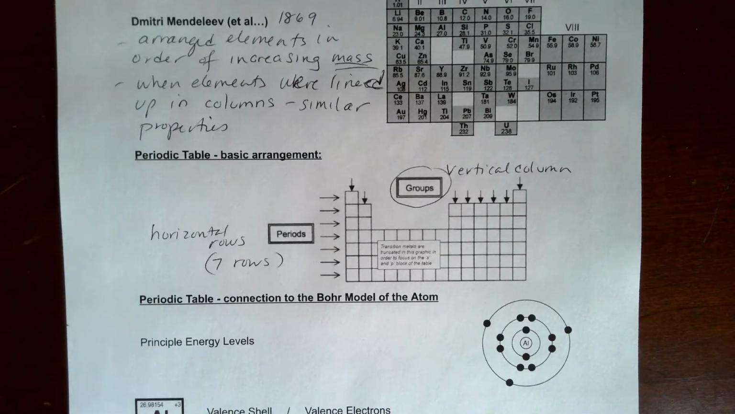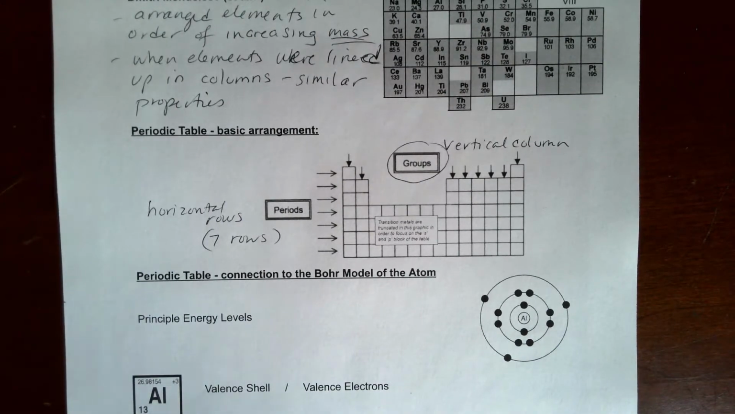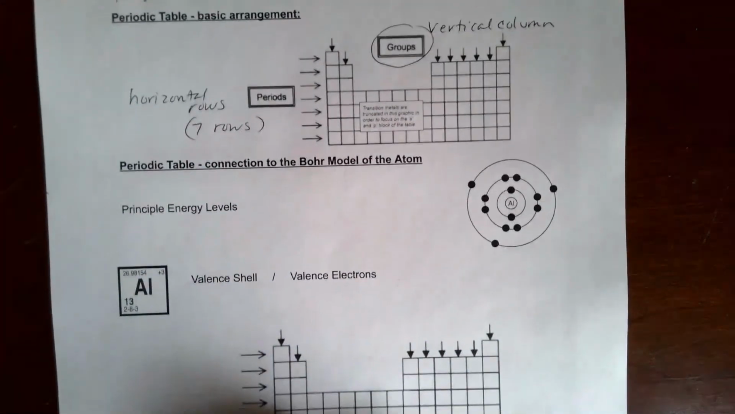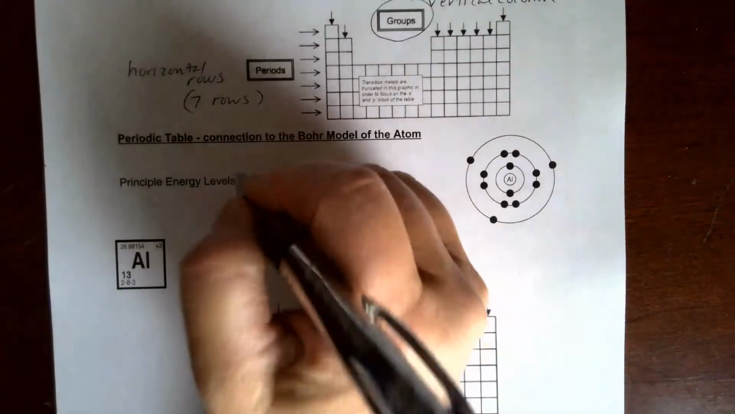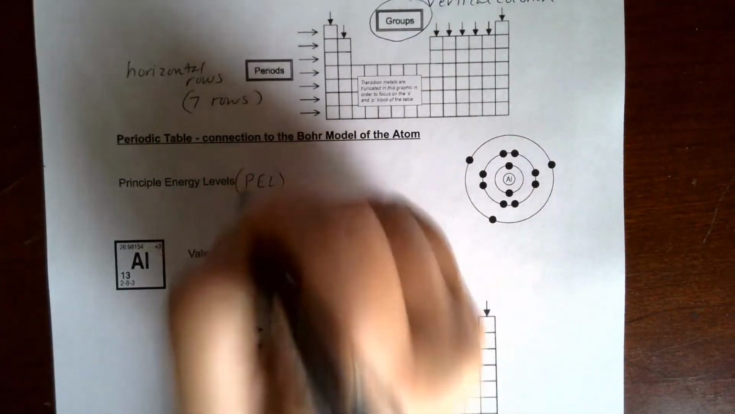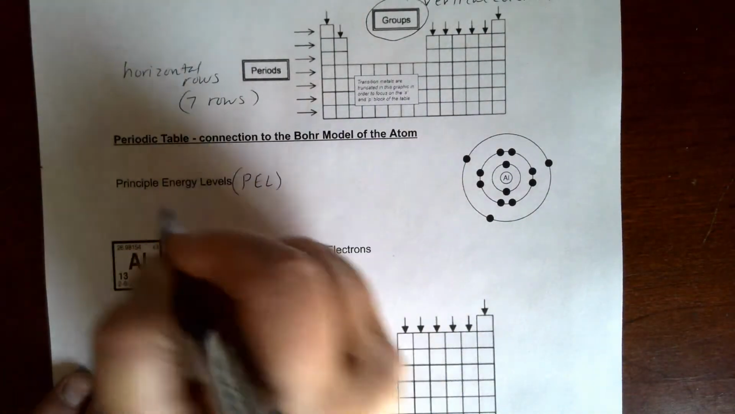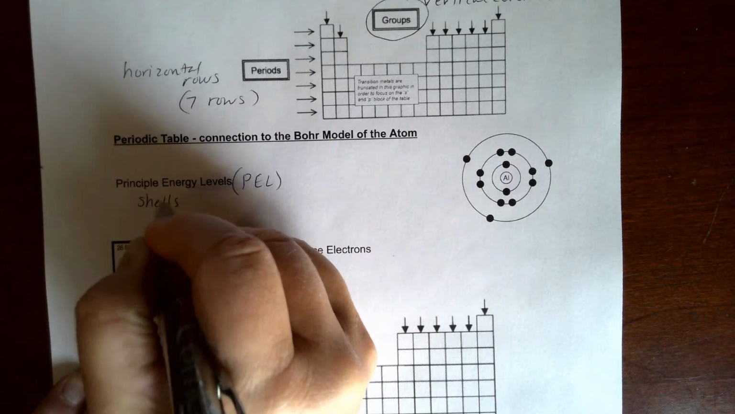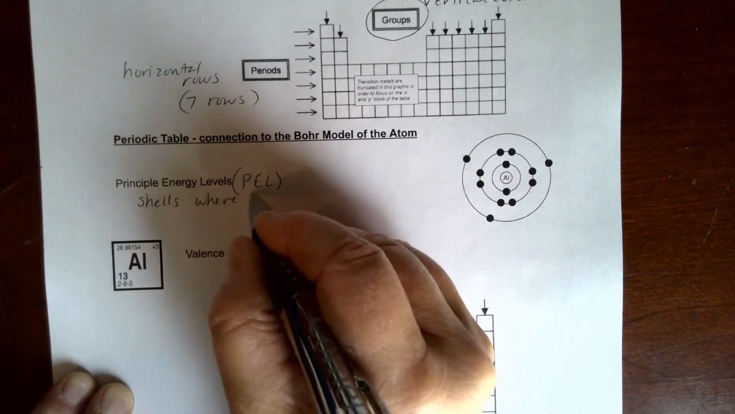And so that is a nice segue to talk about the periodic table and the connection to the Bohr model of the atom. The Bohr model of the atom talks about electrons being in principal energy levels, which we are going to abbreviate as PELs. The principal energy levels are Bohr's shells. He referred to them as shells, where the electrons are located.